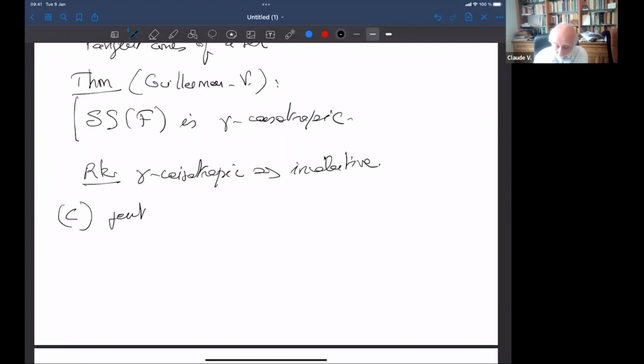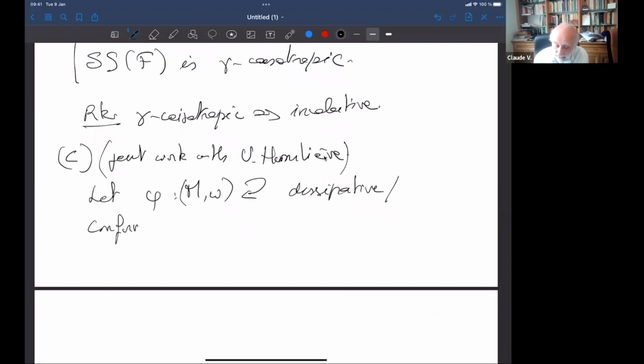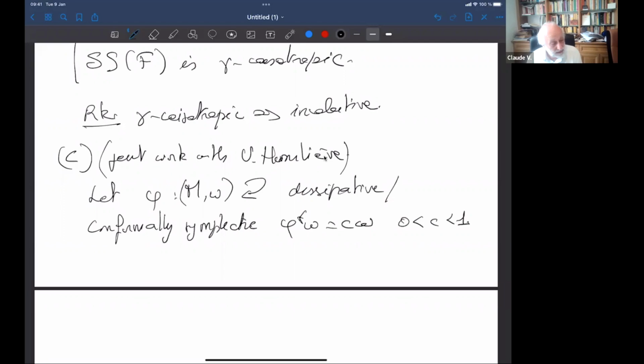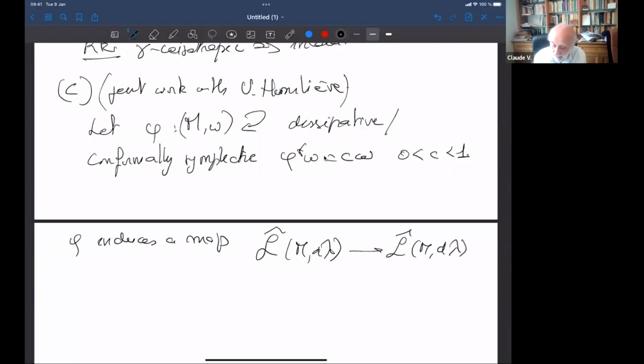And the last thing, I think I have a few more minutes, is joint work with Vincent Humilière. So let phi be a map from a symplectic manifold to itself, which is what people call dissipative, or which is the same, conformally symplectic, which means that phi star of omega is C times omega, where C is strictly between 0 and 1. Then phi induces a map from L to L, which is contracting for gamma, and so it defines a map from L hat of M d lambda to L hat of M d lambda, which is a gamma contraction.